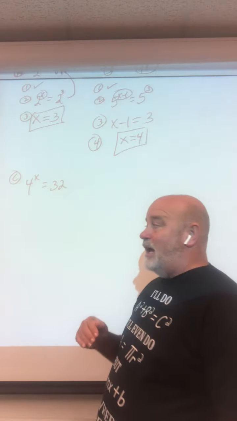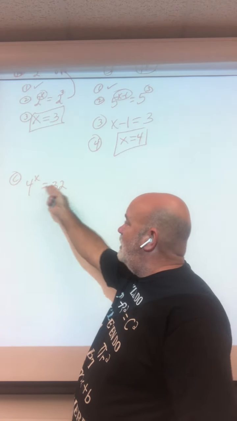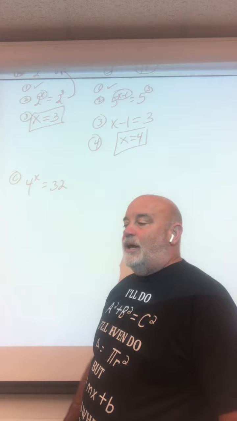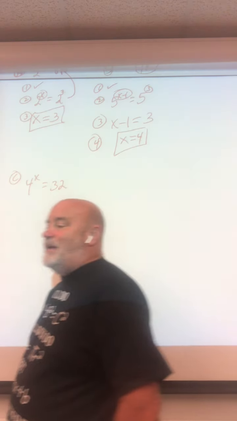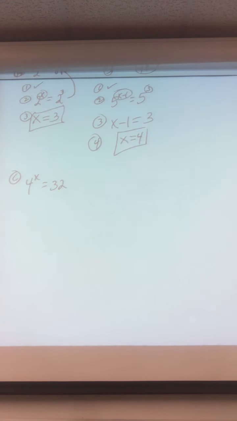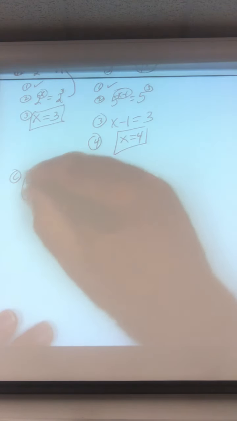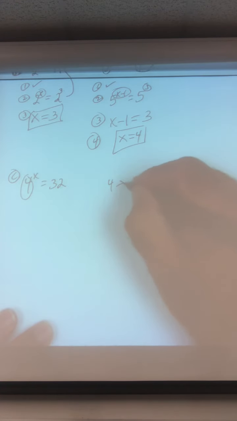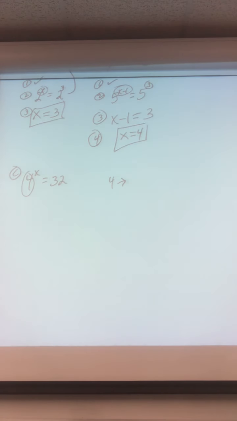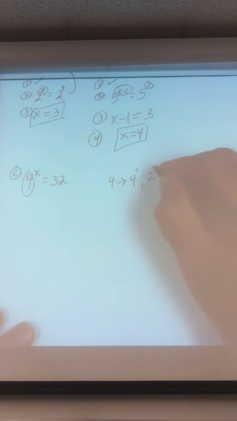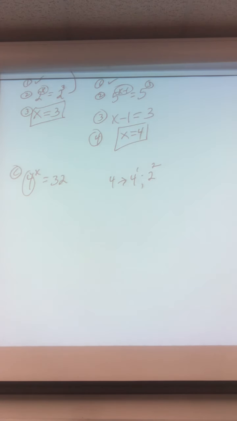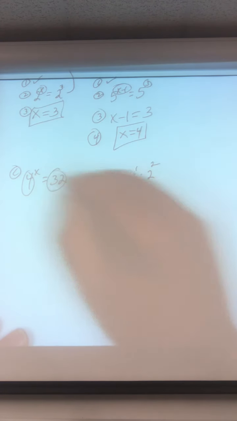All right, let's follow the steps. Step 1, get one term on one side, one term on the other. Step 2, try to rewrite both sides so that they have the same base. Okay? So let's look at 4 for just a second. Let me come over here to the side. How can I rewrite 4 using exponents? I can write it as 4 to the first power, or I could write it as 2 squared, because 2 times 2 is 4.